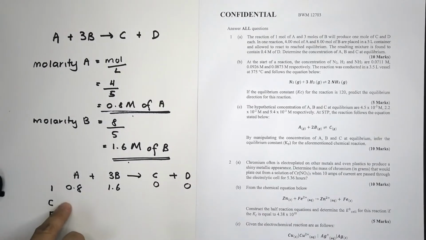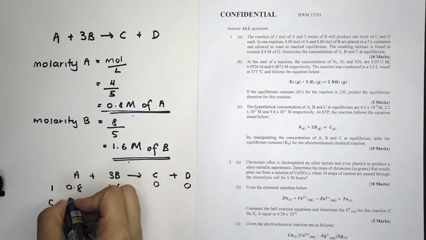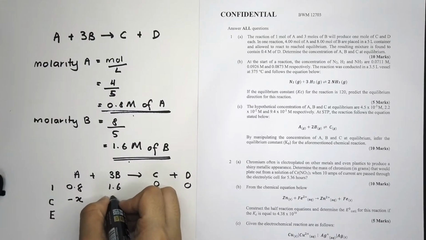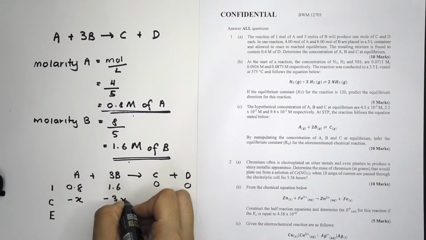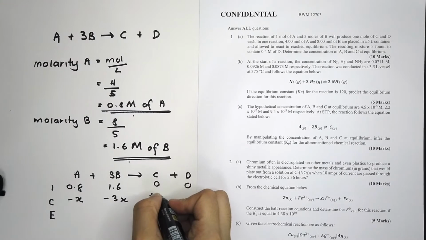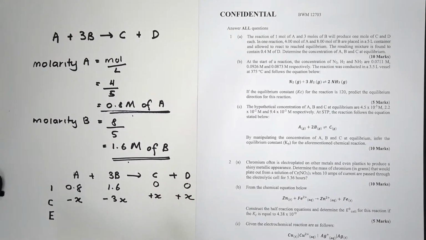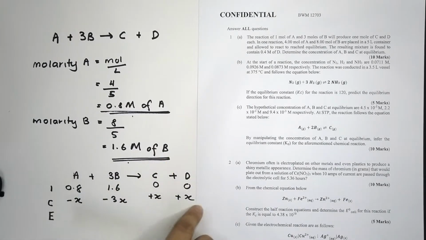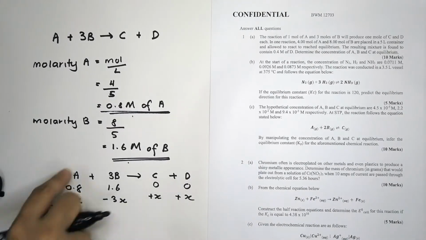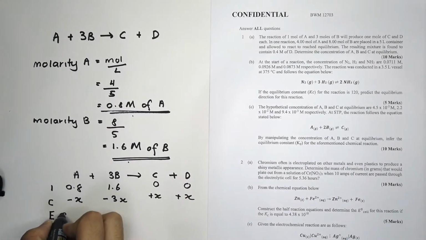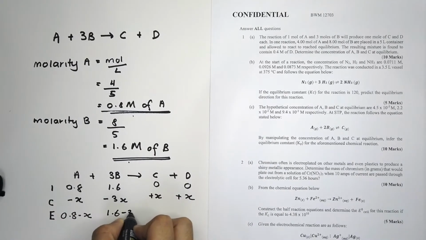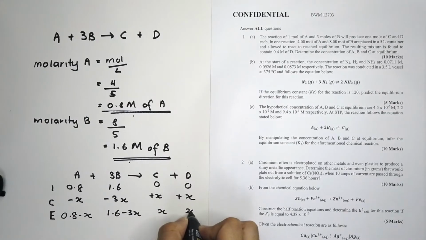At change, because you only have 1 mole of A, so negative X. Here you have 3, so negative 3X. Then 1 and 1, so positive X and positive X. Remember that the reactants always have negative because the reactant is being used to produce the product. So the product will have a positive sign. So at equilibrium, you shall get 0.8 minus X, 1.6 minus 3X, X, and also X.